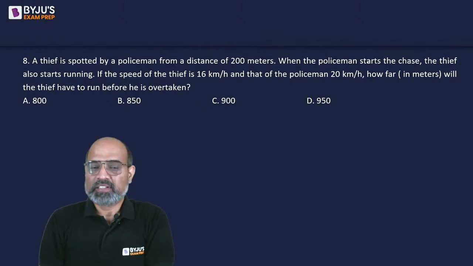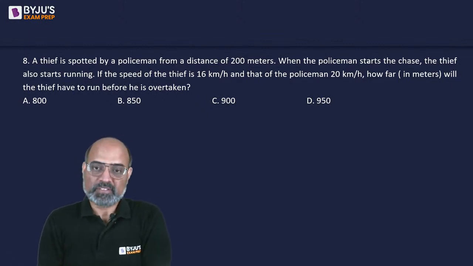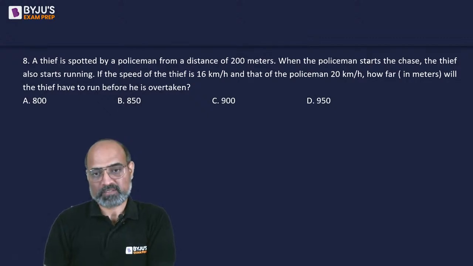Okay, the next one. A thief is spotted by a policeman from a distance of 200 meters. When the policeman starts the chase, the thief also starts running. If the speed of the thief is 16 km per hour and that of the policeman is 20 km per hour, how far will the thief have to run before he is overtaken?